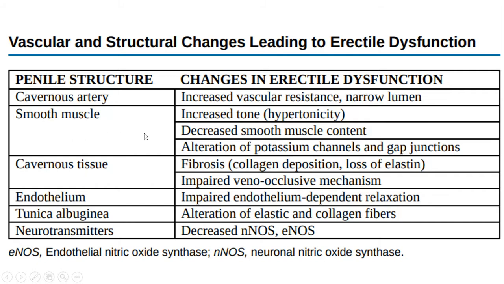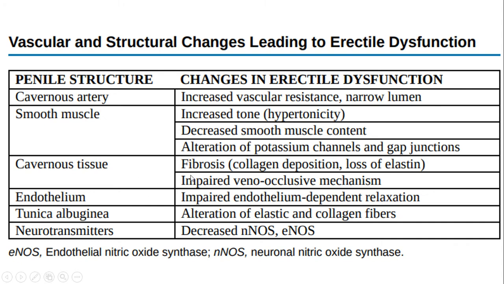Smooth muscle pathology: due to hypertonicity of the smooth muscle cells, decreased smooth muscle content, and alteration of potassium channels and gap junctions. Cavernous tissue: it might be due to fibrosis, usually secondary collagen deposition due to chronic inflammatory and chronic lack of blood supply lesion, and it also leads to loss of elastin, and the distensibility of cavernous tissue is impaired.